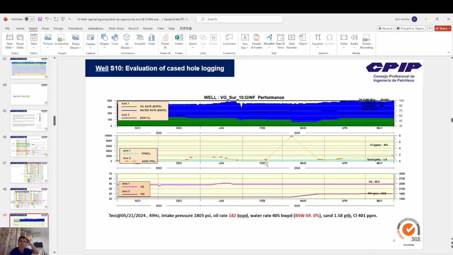This is the S10 performance in Gogeta. In the latest test, the intake pressure 1803 psi, oil rate 182 barrels per day, with BSW 69%, sand production 1.6 PTB, and chloride 400 ppm.